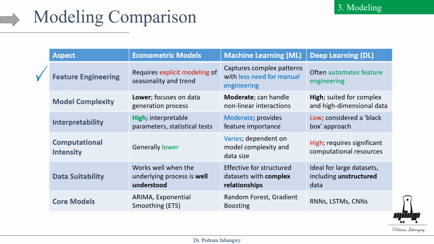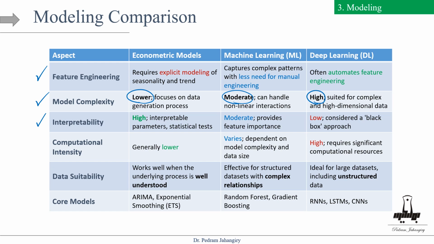So actually, the whole point of doing deep learning is to make sure that the feature engineering part is kind of automated. Then, in terms of model complexity, obviously the econometric models are the least complex, and then machine learning is moderate, and then deep learning is the most complex, right? Because they are suited for complex and high-dimensional data in general.